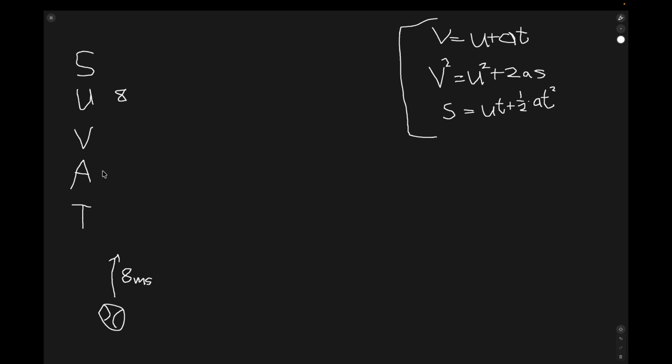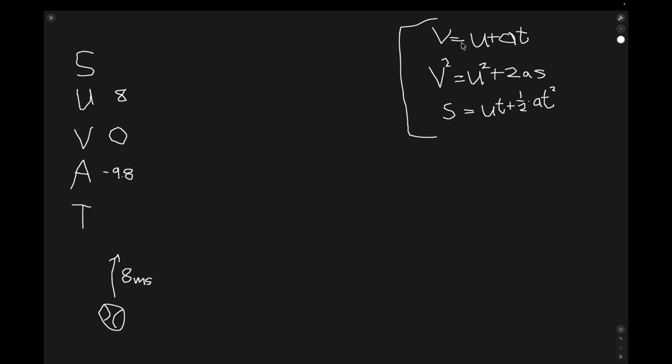We know acceleration is negative 9.8 because it's acting against the 8 meters per second. Our ending velocity is going to be where it stops and starts to come back down. So our ending velocity is 0 because there'll be a singular moment where the ball stops right before it turns around and comes back down.